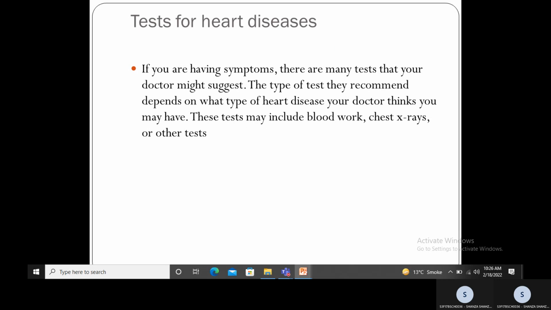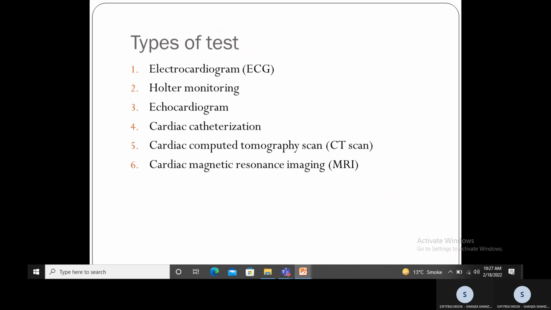Tests for the heart diseases. If you are having symptoms, there are many tests that your doctors might suggest. The type of test they recommend depends on what type of heart disease your doctor thinks you may have. The tests may include blood work, chest x-ray, and other tests. These are the types of tests.